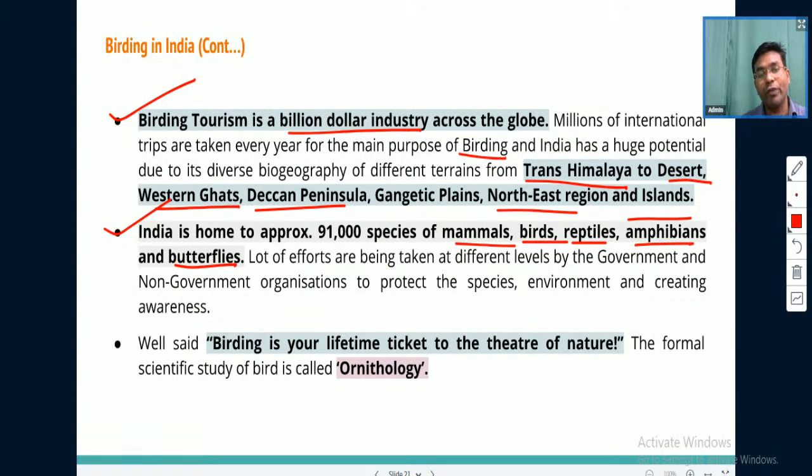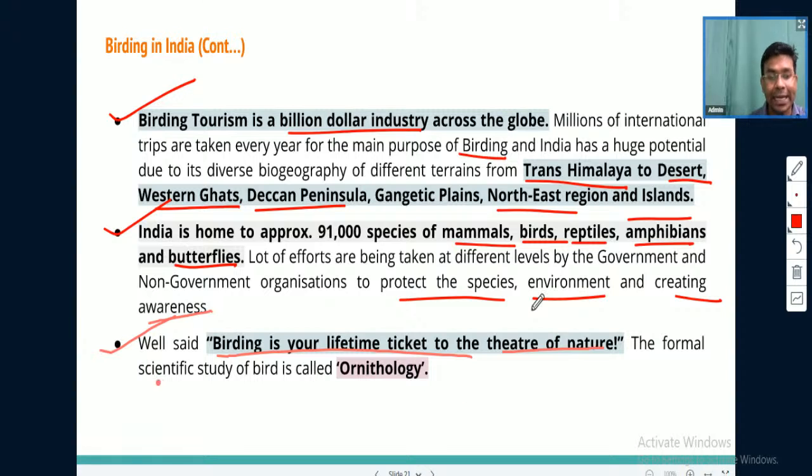A lot of efforts are being taken at different levels by the government and non-governmental organizations to protect the species and environment and create awareness. The thing is, someone well said that birding is your lifetime ticket to the theater of nature.